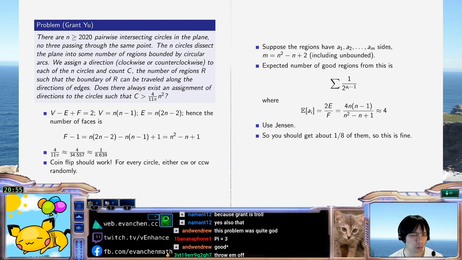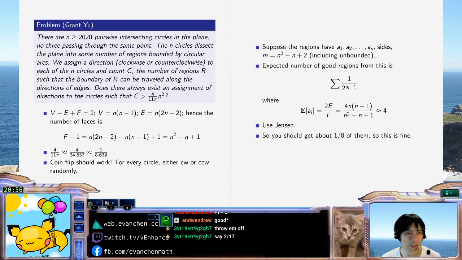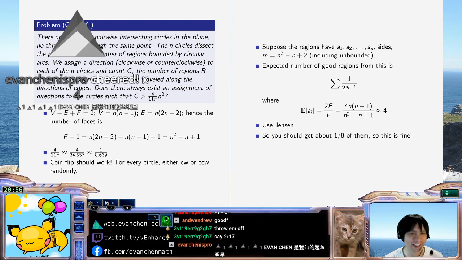Or this method might not work directly. Like, you want 1/8 minus epsilon for large n. So maybe you don't want 1/8 minus epsilon, and then you can say 1 over 2 to the pi. That was really best.